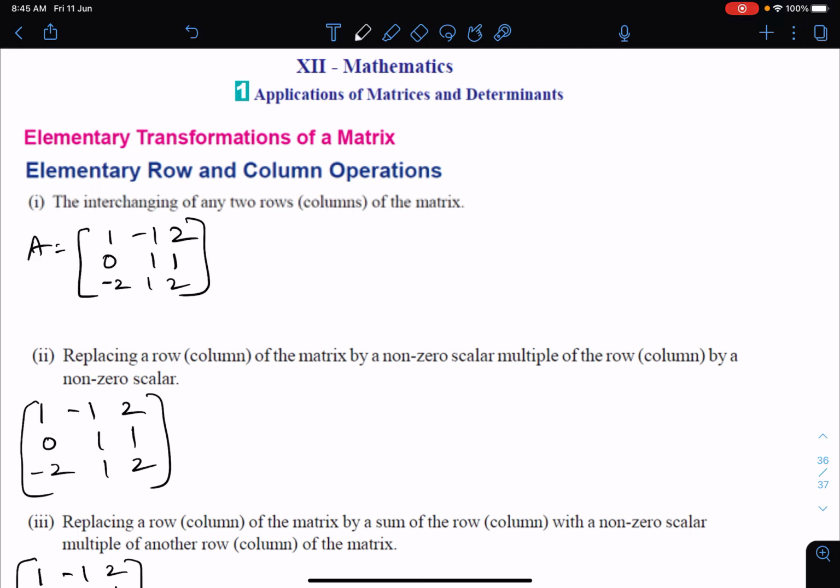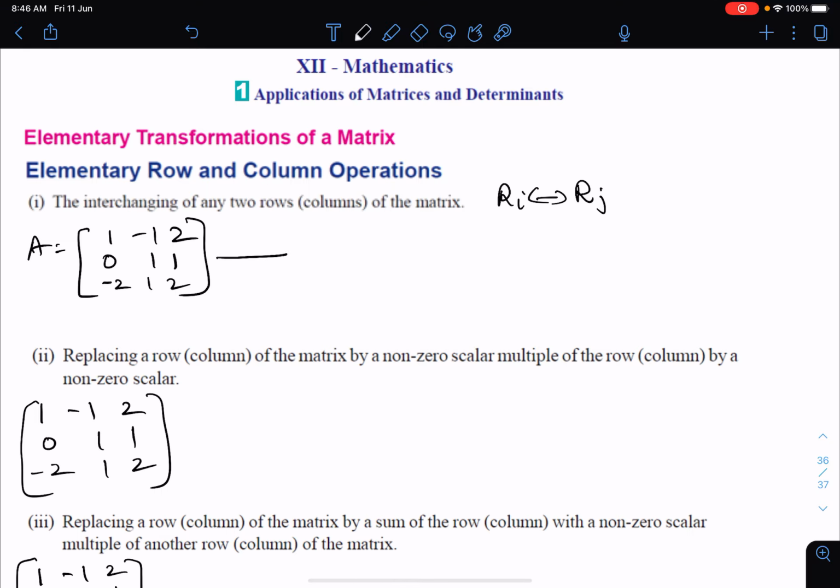Today we are going to see another basic concept of elementary transformation of a matrix. You are going to transform rows or columns. What are they? The interchanging of any two rows of the matrix or columns. What is interchanging? So Ri you are going to interchange with Rj.